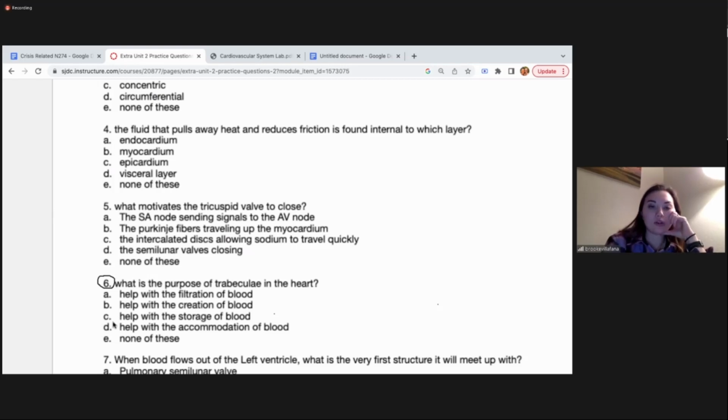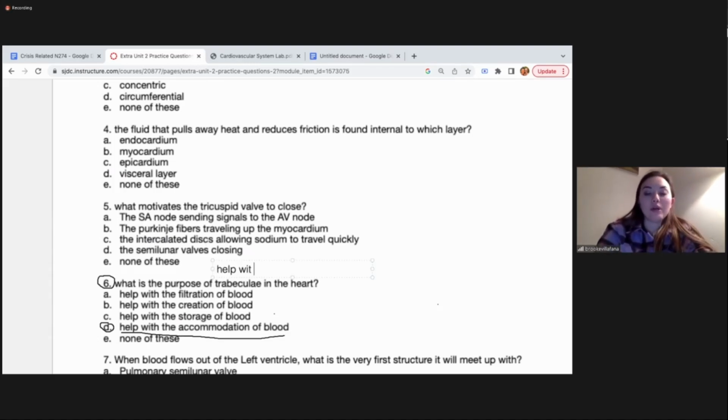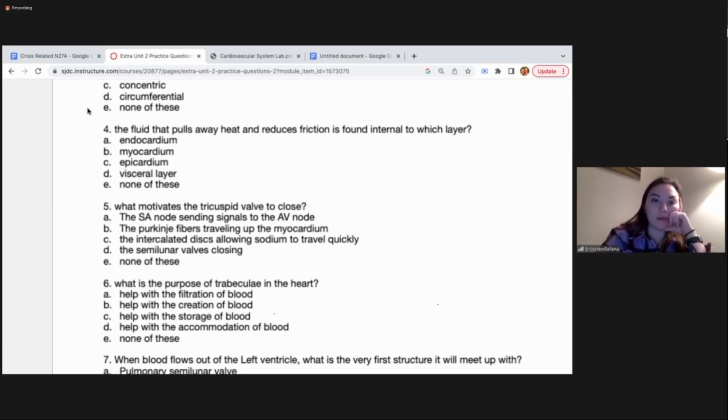They are going to help with the accommodation of blood. Very good. So when those ventricles are refilling, right, the trabeculae in the ventricles are going to help with refilling and accommodating that refilling. Very good. Okay. So let's keep going here.